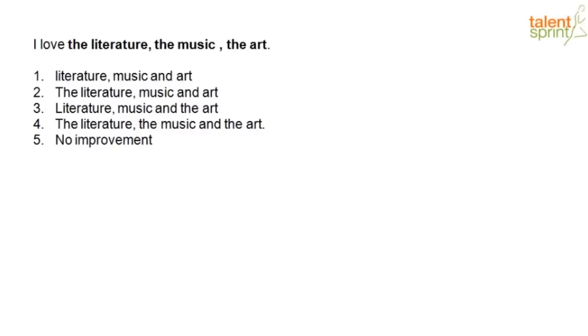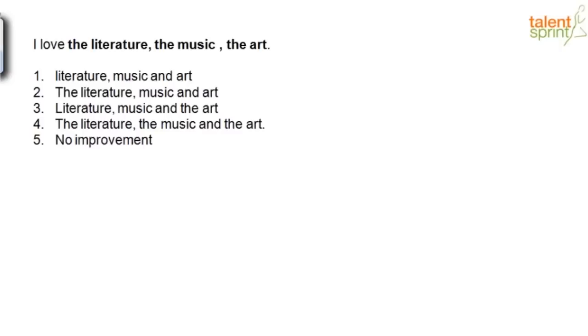And in every question, we're going to look at a rule, right? We're going to learn a rule. So the question is, I love the literature, the music, the art. We have 4 options and then we have no improvement. So anybody wants to quickly guess the rule? The obvious thing that is staring in front of us is literature, music, art, right? What are these? Some sort of academic subjects, right? People take music, people take art, people take literature. So the rule is you need to omit articles before either academic subjects or mealtimes, basically omission of articles.